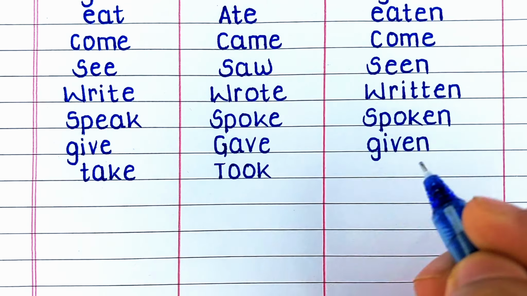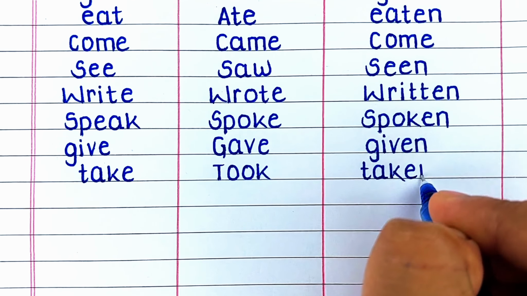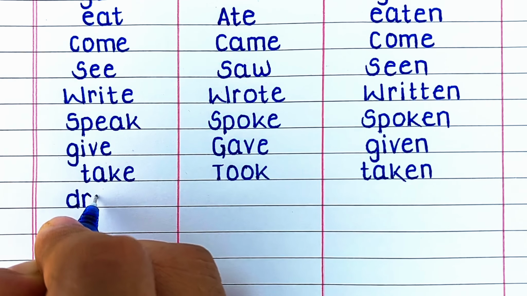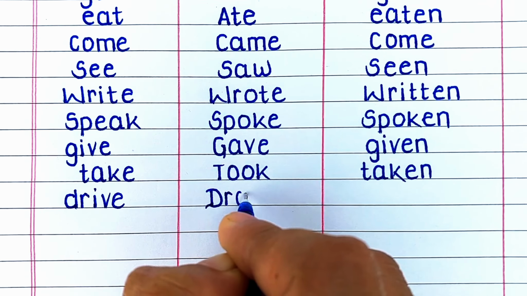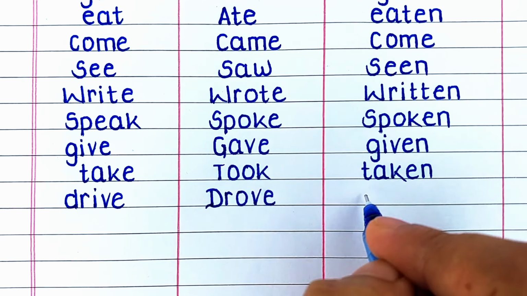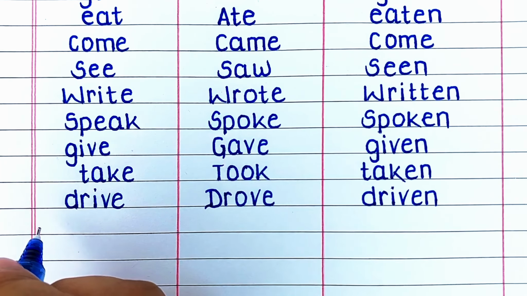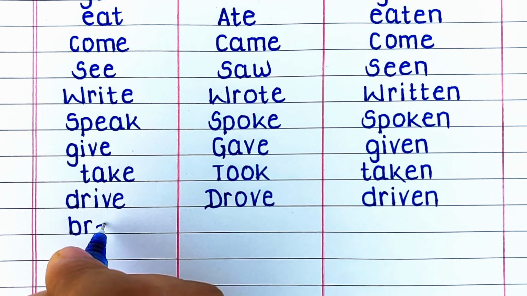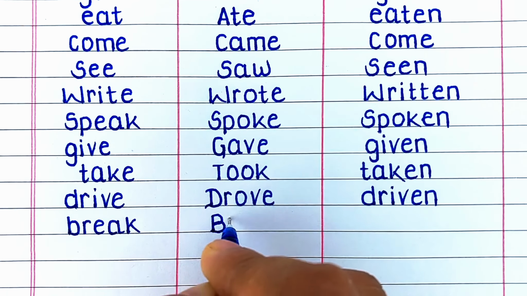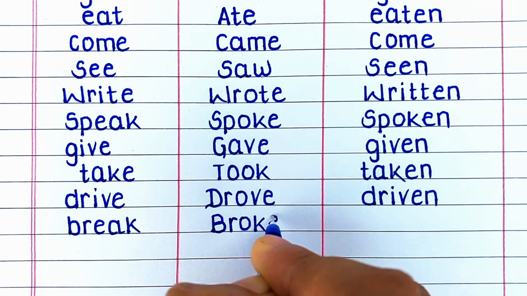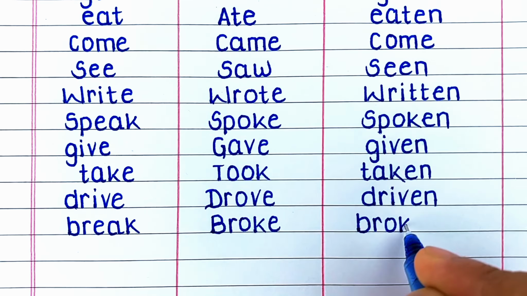Next verb is take. Its V2 form is took and V3 form is taken. Next verb is drive. Its V2 form is drove and V3 form is driven. Next verb is break. Its V2 form is broke and V3 form is broken.